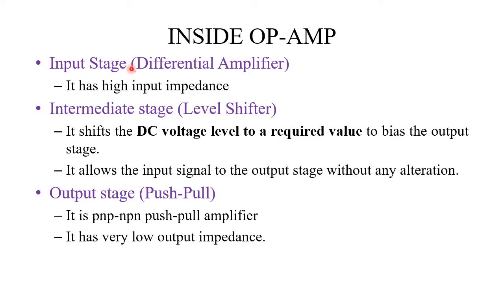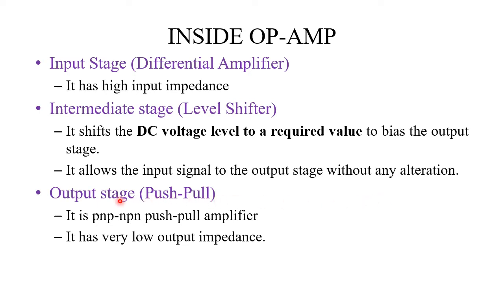So the input stage is called the differential amplifier stage. Since there are two inputs, the difference of the inputs will be amplified and it has high input impedance. Then the next stage is the intermediate stage, which is called a level shifter, which shifts the DC voltage level to a required value in order to bias the output stage. So it is a connection between the input stage and the output stage, and it allows the input signal to the output signal without any alteration, without any changes.